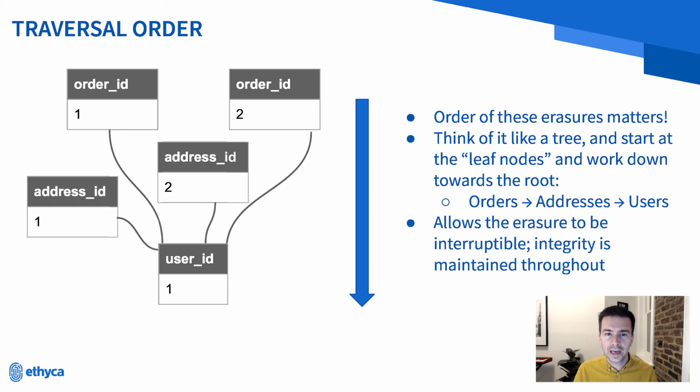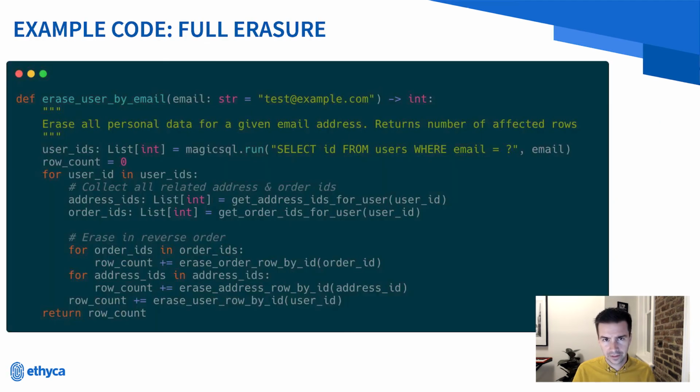Okay, so we've seen how we can erase 3 related tables across users, addresses, and orders. Now in practice, the traversal order here does actually matter. And I'd recommend you start by crawling all the relationships to build out a tree like this, and then erase them in reverse order by starting from the leaf nodes and working backwards down to the root. The reason for this is simple. If you do this and along the way you choose to unlink records or delete rows, going in reverse order maintains the integrity of the system throughout. So even if the erasure gets interrupted midway through, you could resume it and finish it afterwards.